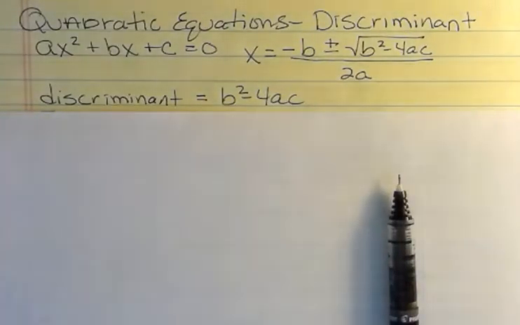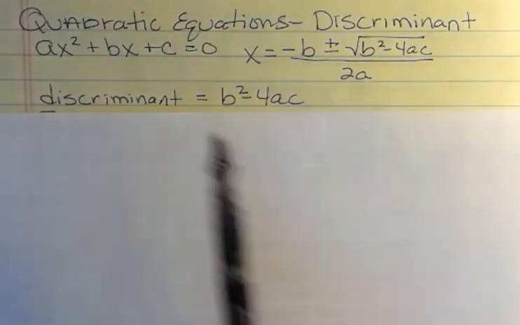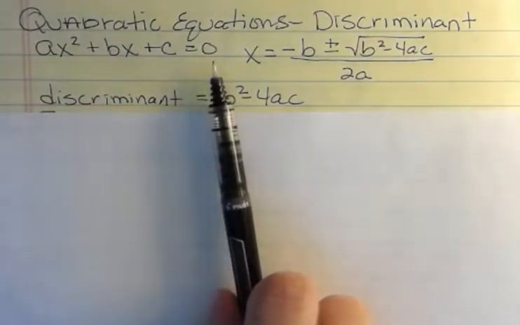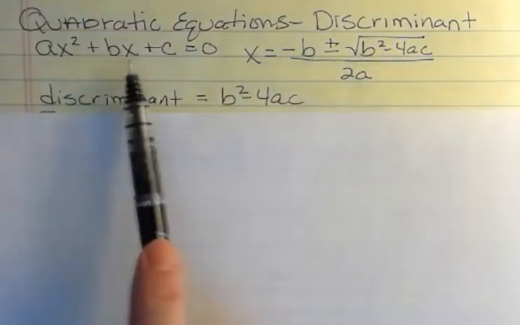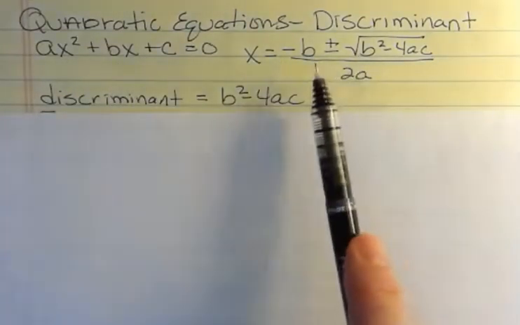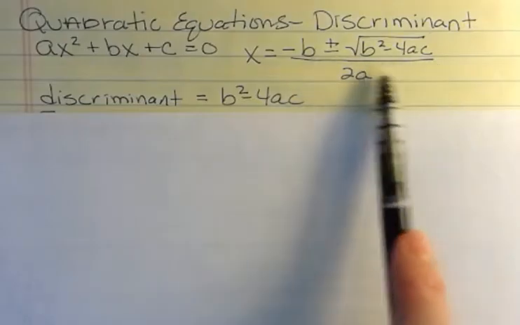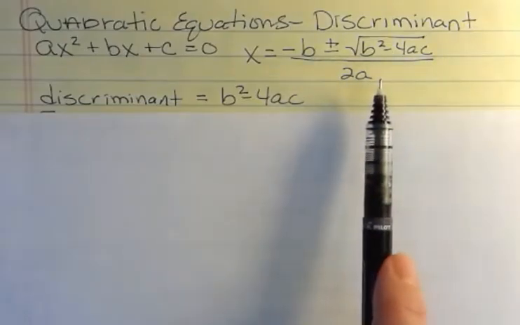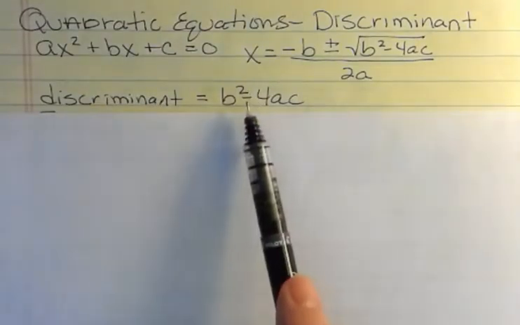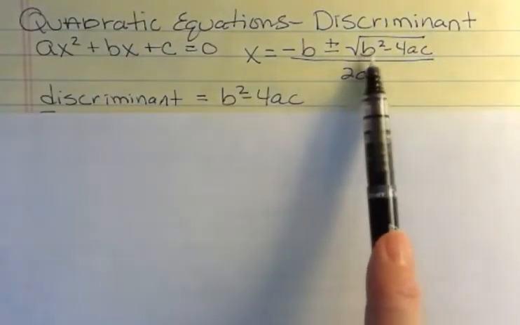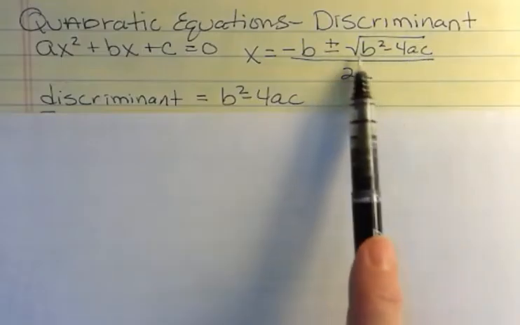A quadratic equation is ax squared plus bx plus c equals 0, standard form. And then we have the quadratic formula, which is a way to figure out what x is in that equation: x equals negative b plus or minus the square root of b squared minus 4ac, all over 2a. The discriminant is b squared minus 4ac. It's this little expression that's under the radical.